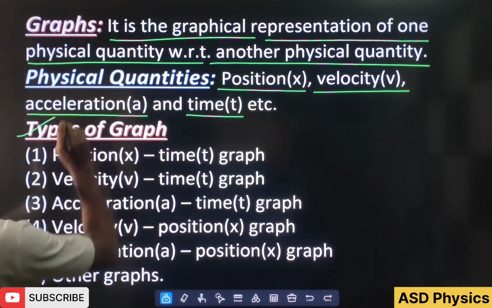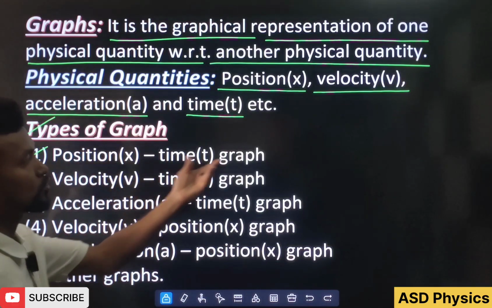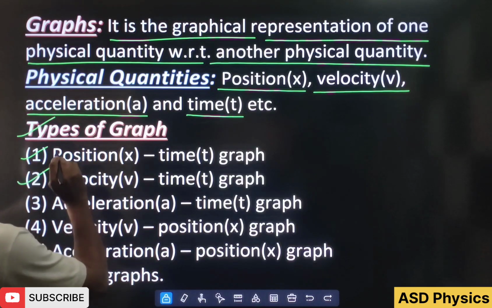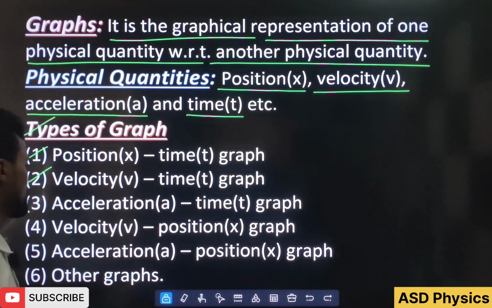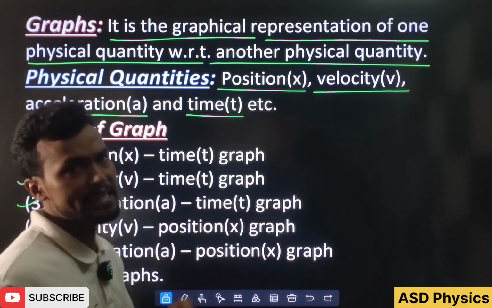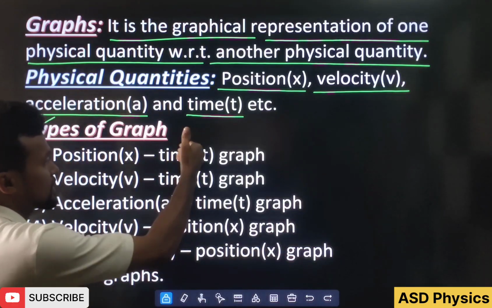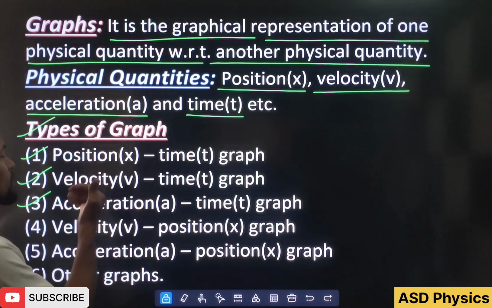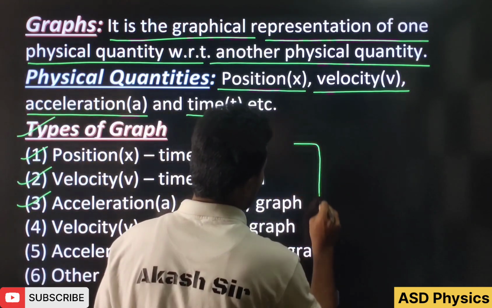Now if you talk about the types of graph here. The first graph is the position time graph, we can even call it the XT graph, okay? Second one, velocity time graph, or VT graph, okay? Third one, acceleration time graph, or AT graph, okay? On the horizontal axis I will take time, and on the vertical axis I may take position, velocity, or acceleration, okay? So these three graphs are the main graphs.